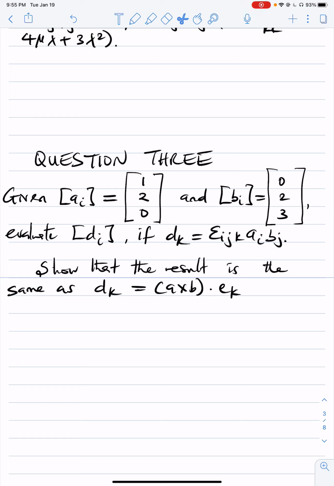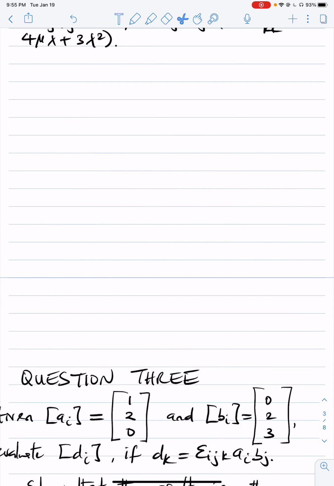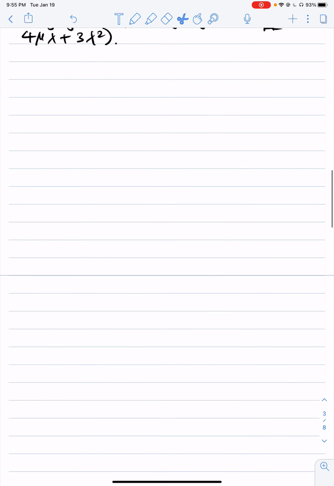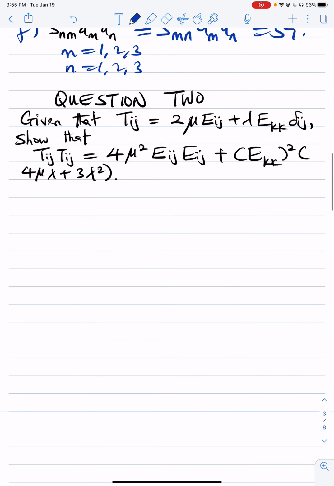Let me just take this a bit downwards so we can have more space to work with. So given that Tij equals 2 mu Eij plus lambda Ekk Kronecker delta ij, show that Tij squared equals 4 mu squared Eij plus Ekk squared, excuse me, bracket open, 4 mu lambda plus 3 lambda squared.